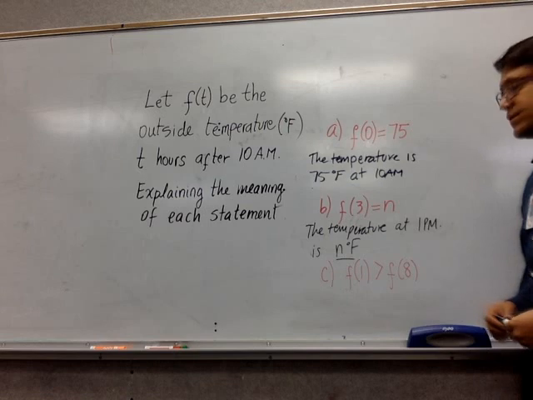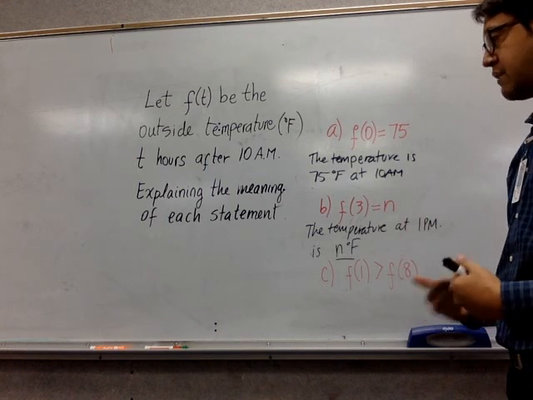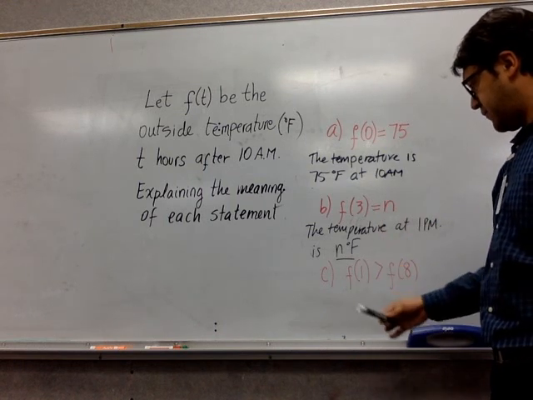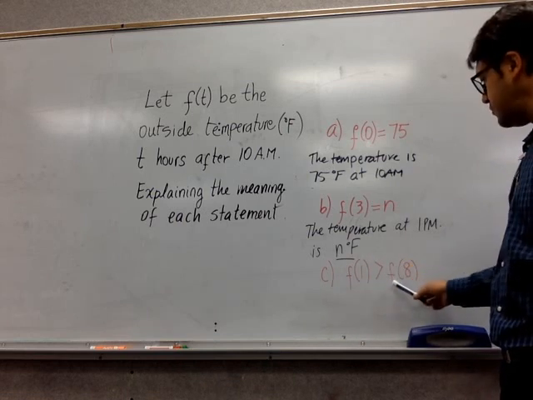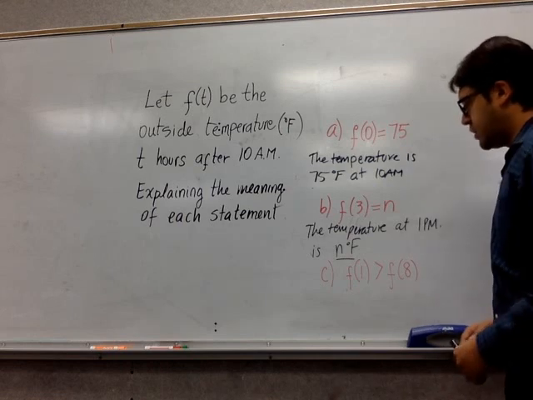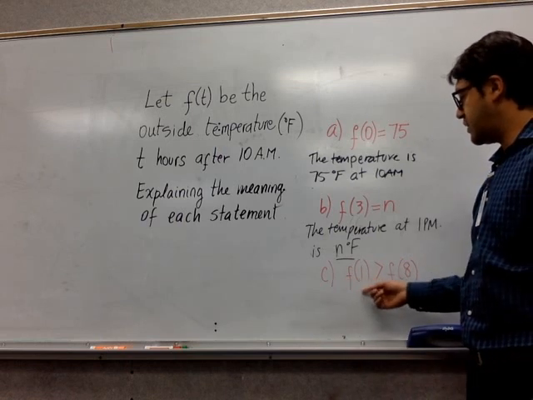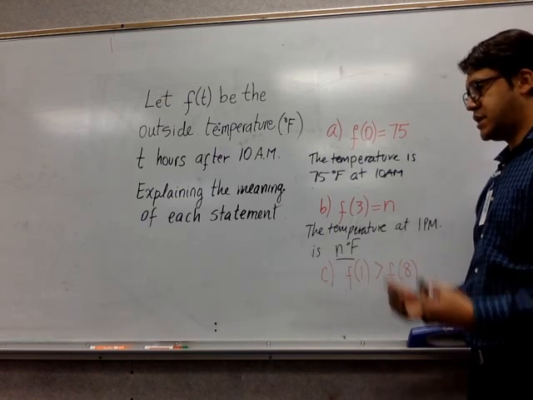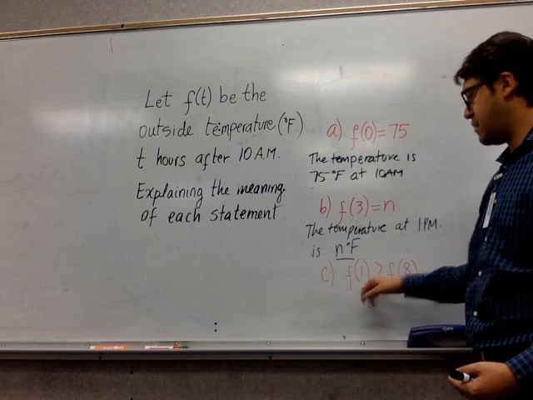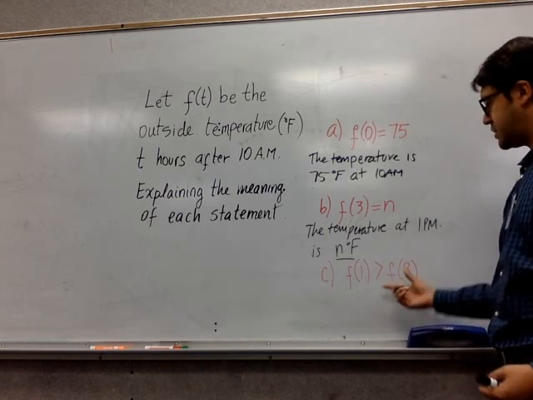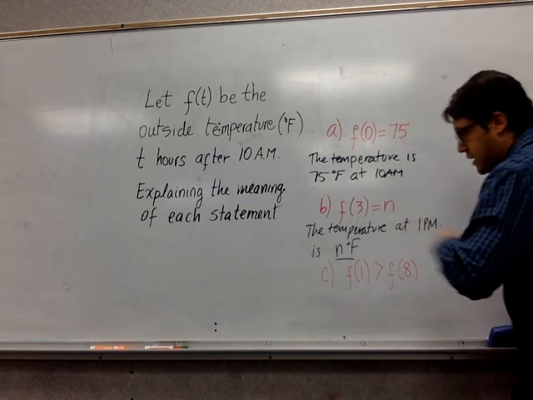Let's now finish with the third statement. We have to interpret this third statement. Let's read it first. It is f of 1 is greater than f of 8. In other words, 1 hour after 10 a.m. means 11 a.m., and the output, remember, is the temperature. The temperature 1 hour after 10 a.m., which means the temperature at 11 a.m., is greater than the temperature 8 hours after 10 a.m. It means 6 p.m. So I can now write it like this.